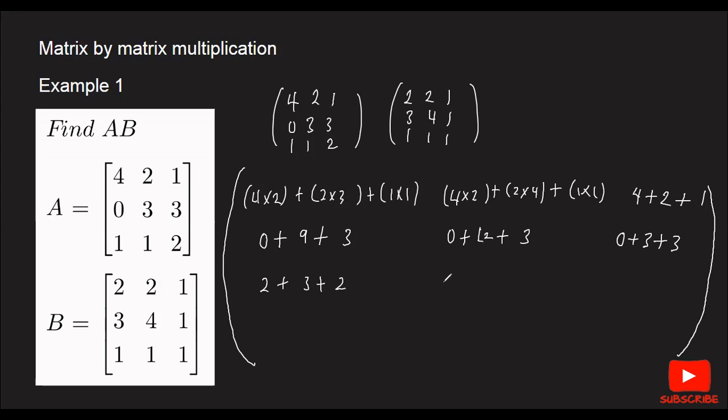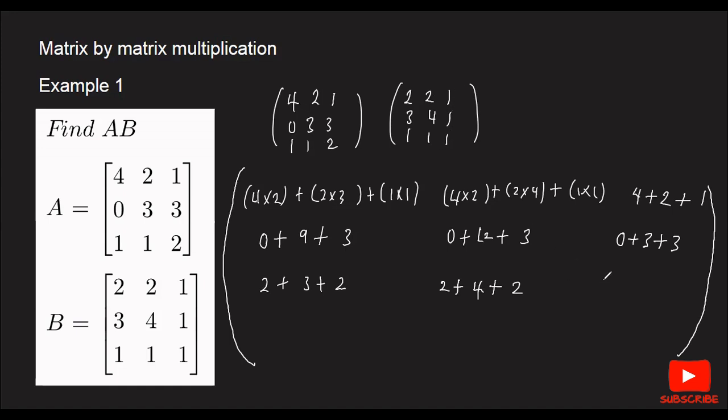Now we're using this row to multiply the second column. We have 1 times 2, that gives us 2. We have 1 times 4, that gives us 4. We have 2 times 1, that gives us 2. We use this third row again to multiply the third column.